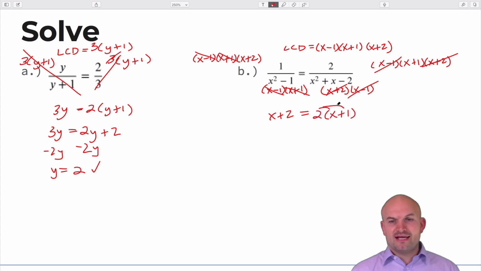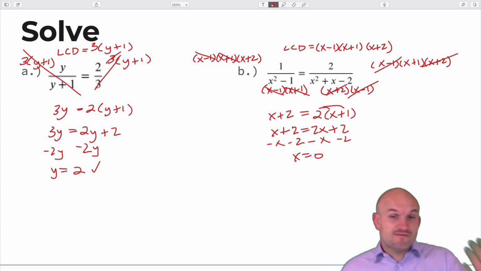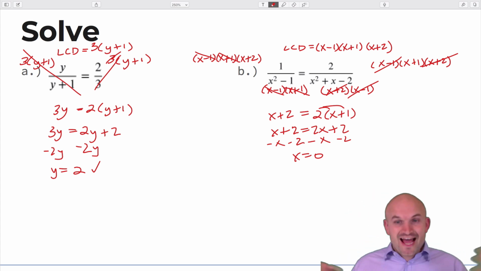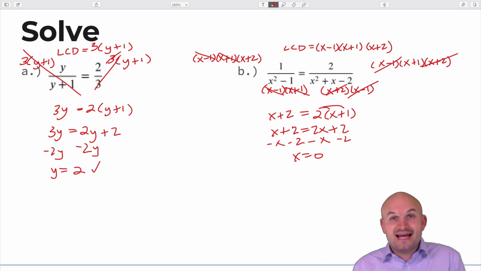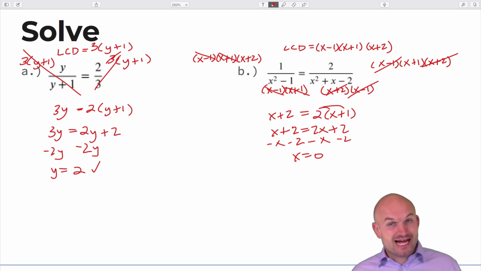Well, now, again, I can go ahead and distribute. Okay, and then let's just get the x's to the same side. And therefore, you get x is going to equal 0. Now, some of you might have already recognized this and said, oh, do the cross product, cross multiplication, and yes, that actually works as well. I don't teach it, I allow it.